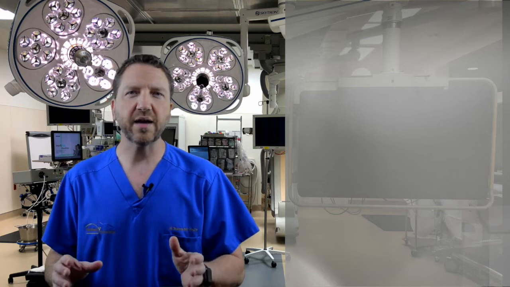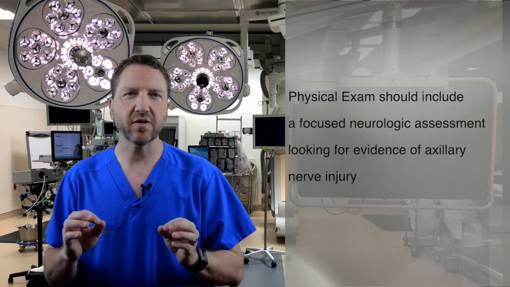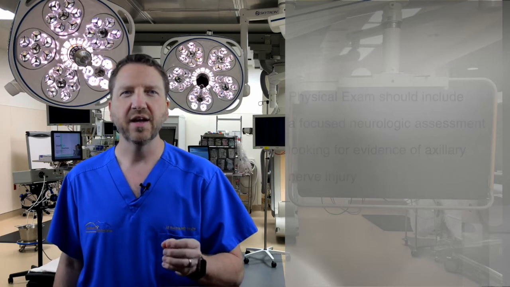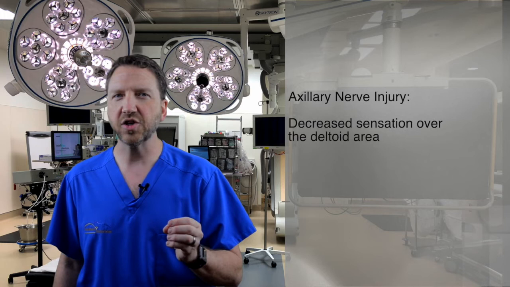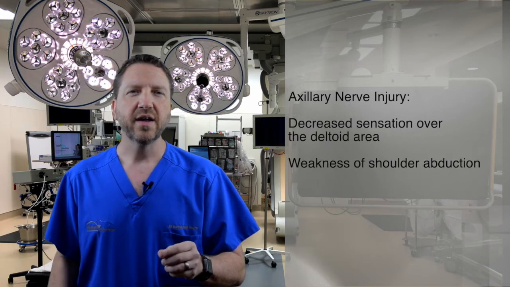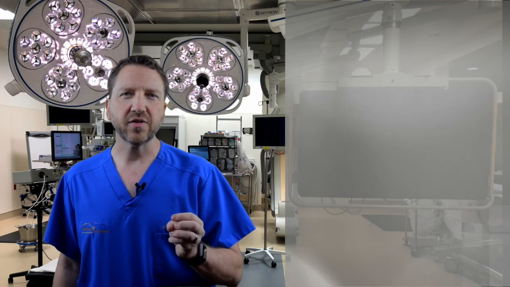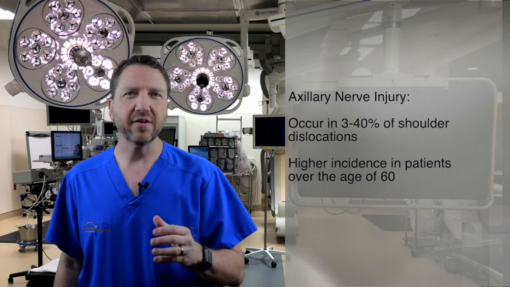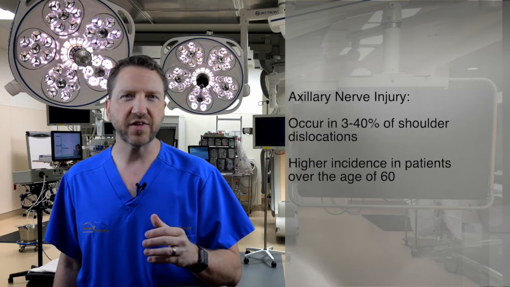A physical exam should include a focused, detailed neurologic assessment to determine if there is associated axillary nerve injury. This is noted by a decreased sensation overlying the deltoid area and weakness of shoulder abduction. Axillary nerve injuries are noted in 3 to 40% of shoulder dislocations, with a higher incidence noted in patients over the age of 60. Most axillary nerve injuries resolve completely without any intervention.